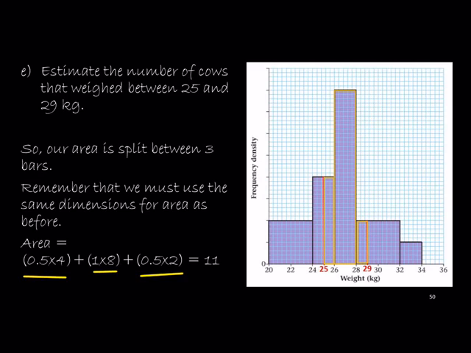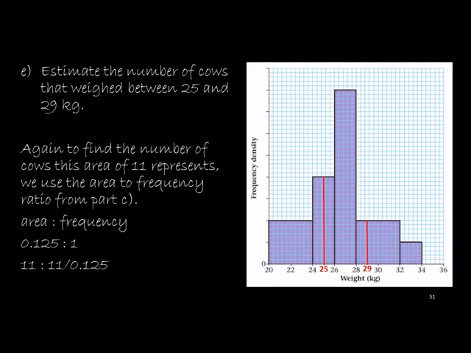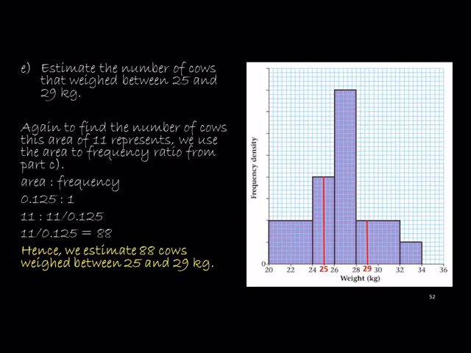But we need to know the number of cows. So returning to our ratio from part C, 0.125 area represents 1 cow. We need an area of 11. So an area of 11 represents 11 divided by 0.125 cows. And doing the math, as they say, 11 divided by 0.125 is 88. Hence we estimate 88 cows weighed between 25 and 29 kilograms.